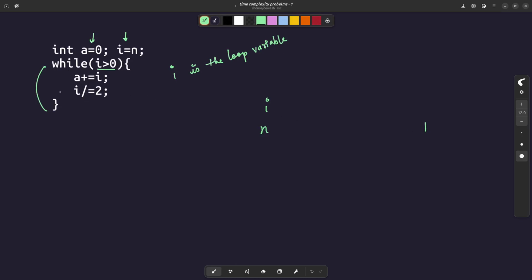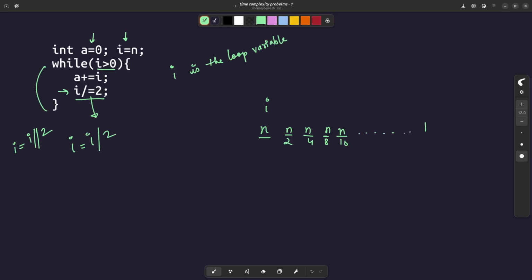In each step, you're doing i equals i by 2. This is same as writing i is equal to i by 2. Okay, people from C, C++, Java will know this. People from Python will write it something like i equals i by 2, something like this. But this is just this thing. You're dividing i by 2 in each step. So you're starting with n, dividing by 2, right? So this becomes n by 2. Then it becomes n by 4. Then it becomes n by 8, n by 16.